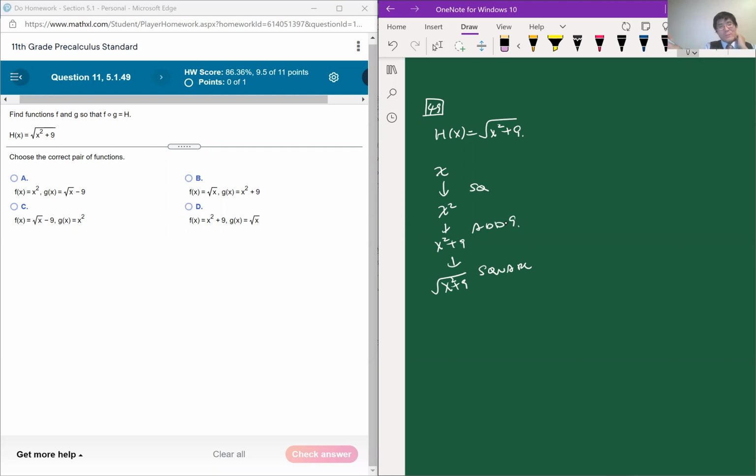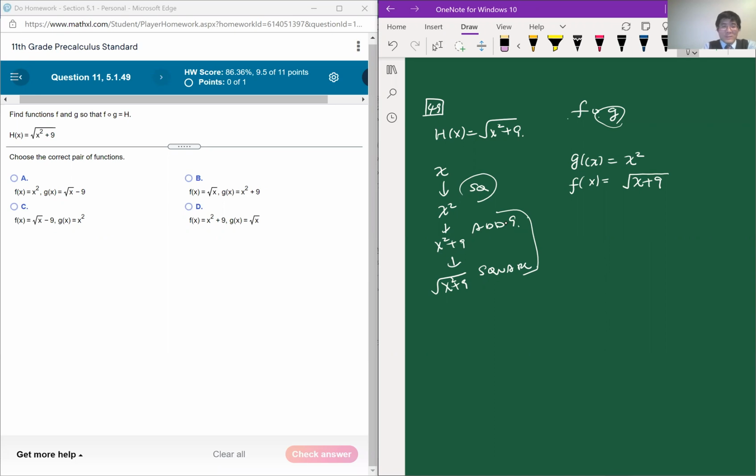Decomposing into a pair of 2 functions means the first function might do only the first one, then the second function does the rest. If this is the case, f of x is going to give you the square of the input value, while g of x is adding 9 and taking a square root. Oops, I made a mistake. Because the problem is saying f of g, the first function should be g. So I should change it this way. The first function does the squaring, and the second function does the adding and the square root.